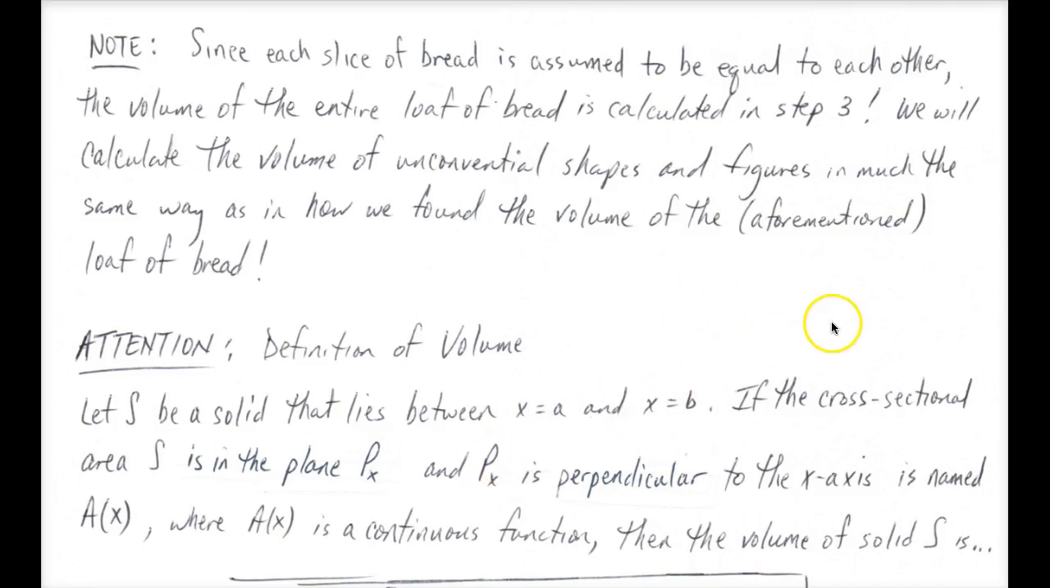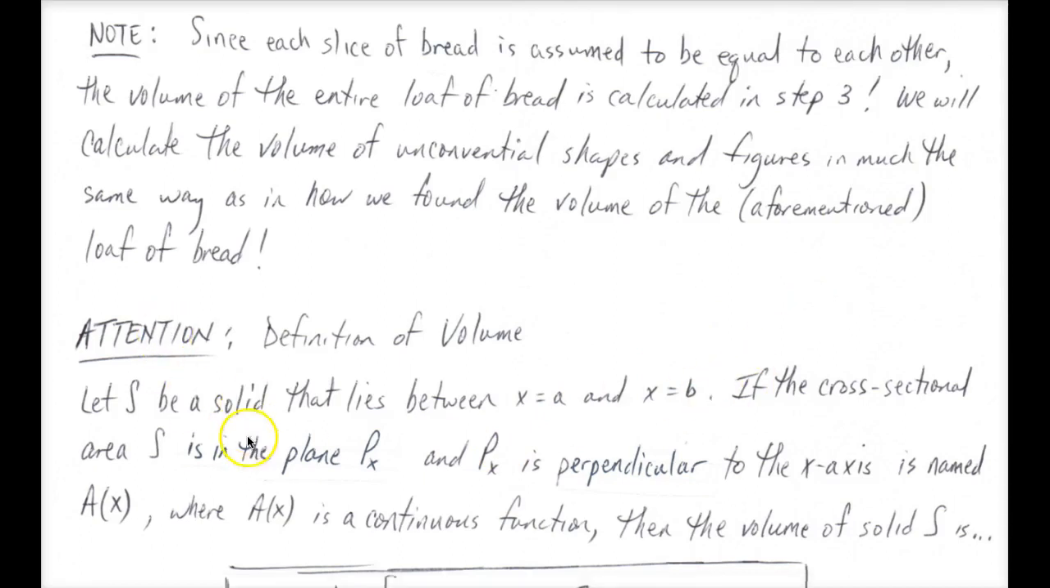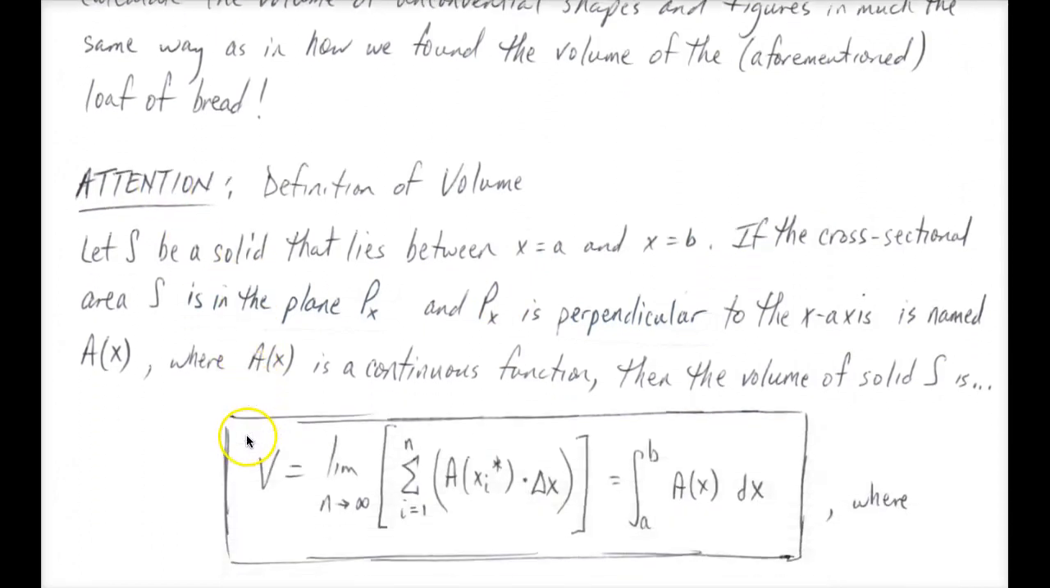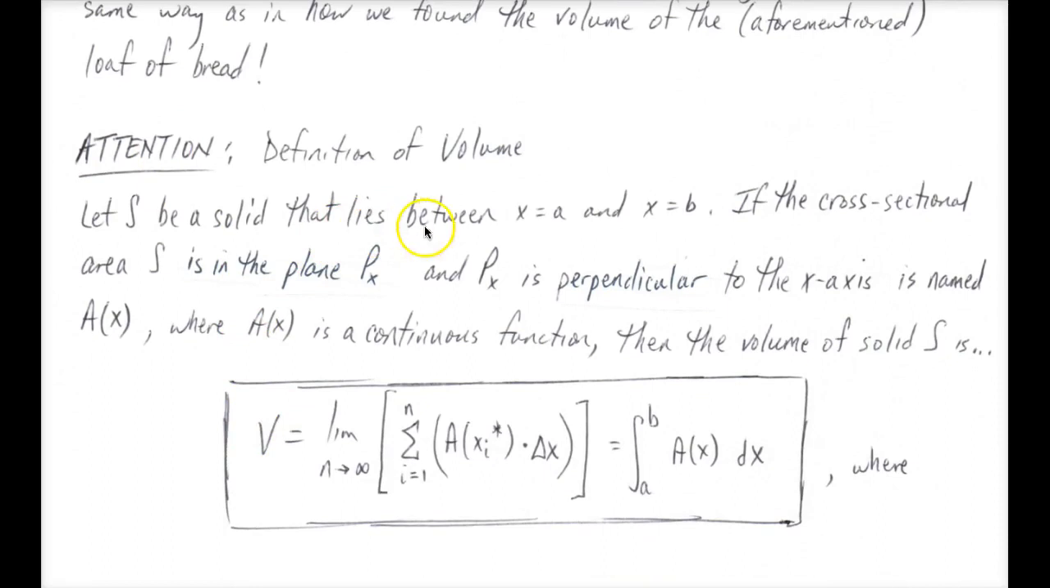In general, let S be some solid that lies between some x value a and another x value b. The cross-sectional area of S in the plane P sub x, which is perpendicular to the x-axis, we're going to name A sub x.